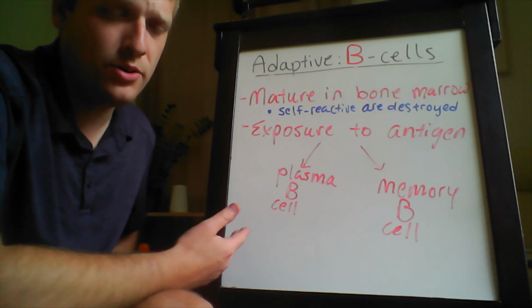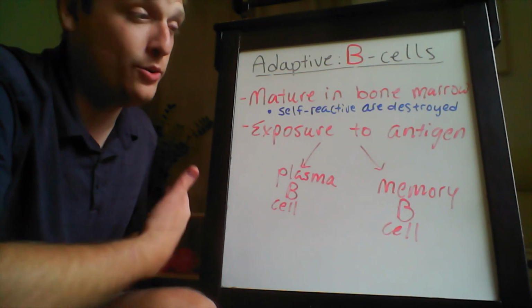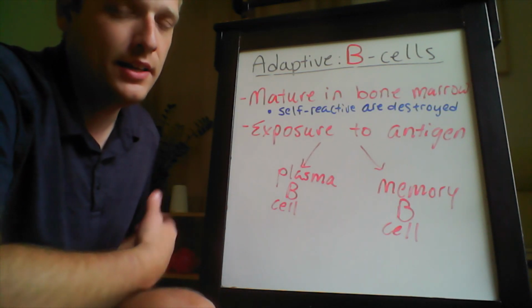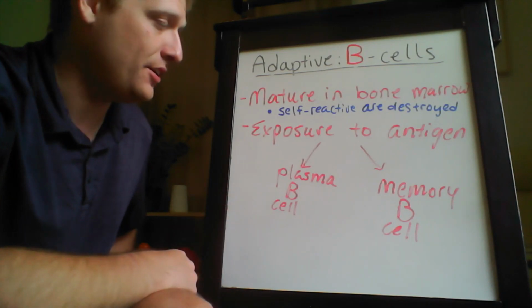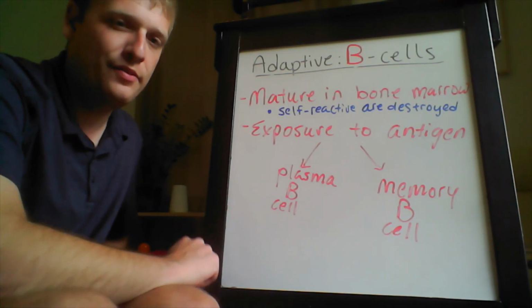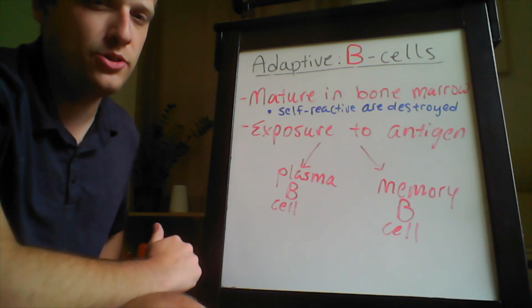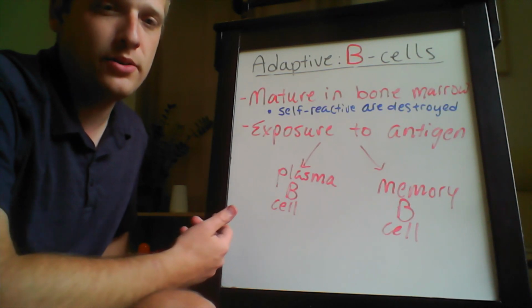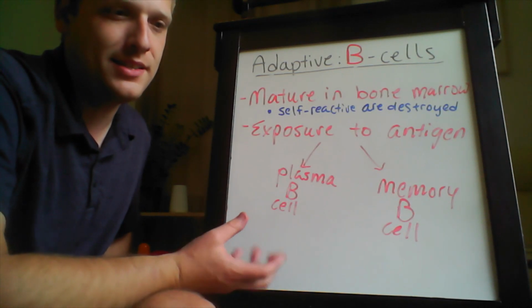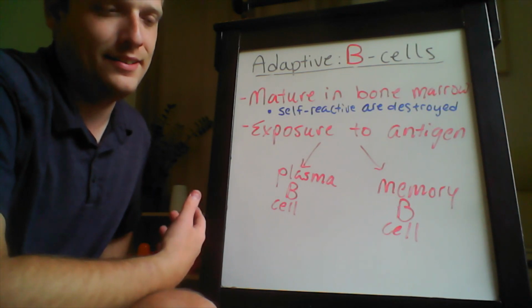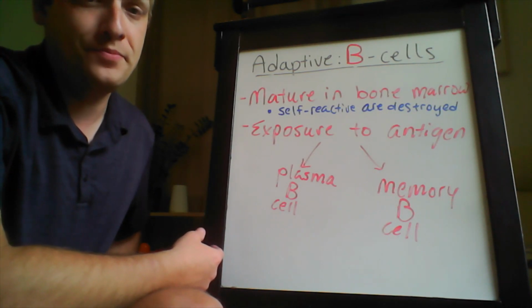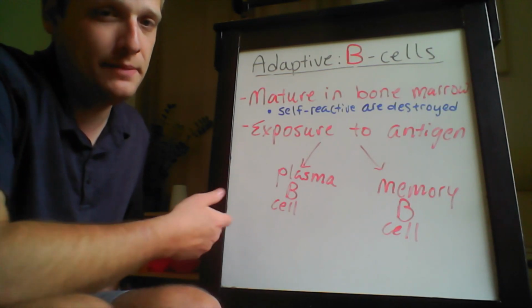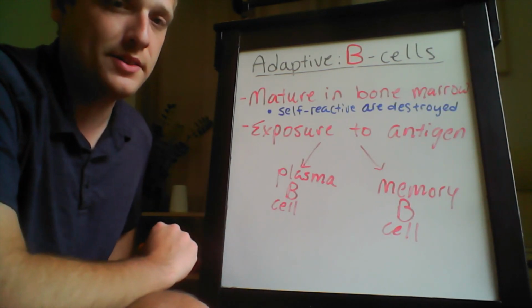But most of those, after a few days, if they don't encounter their antigen, are going to die off eventually. However, if a B cell is exposed to its antigen, remember the lymphatic system is sucking up these bacteria and immune complexes, and those antigens can make their way into a lymphoid organ where you have B cells.